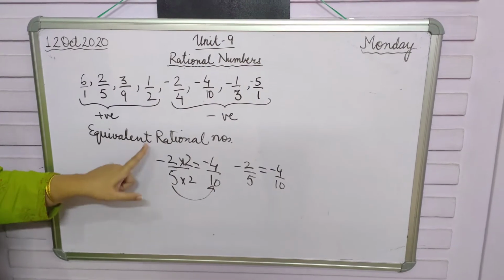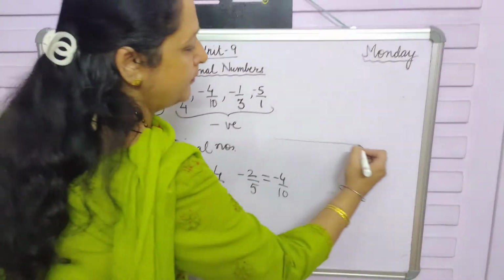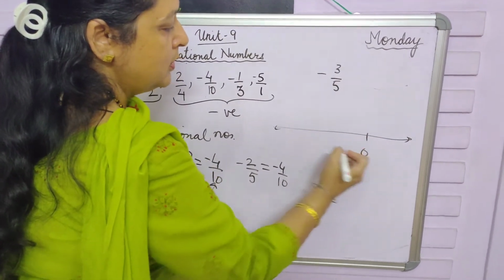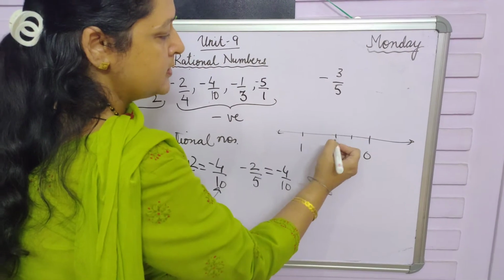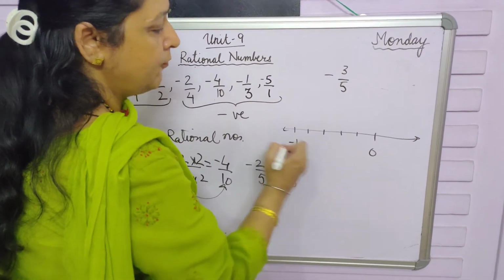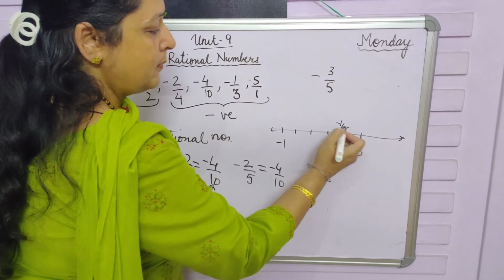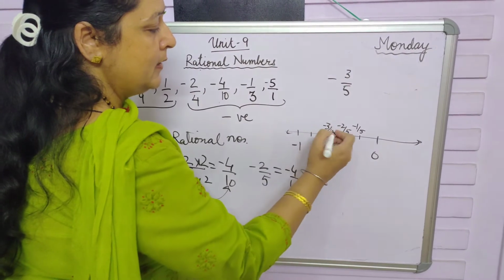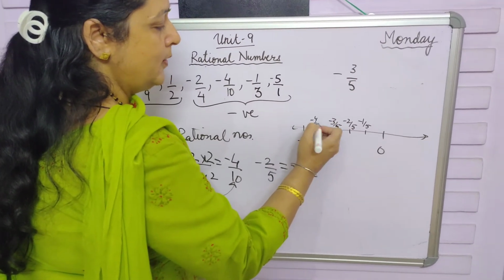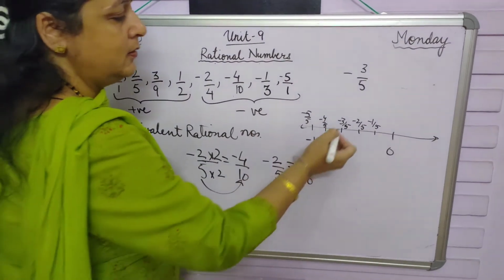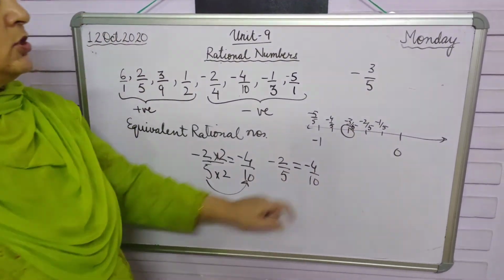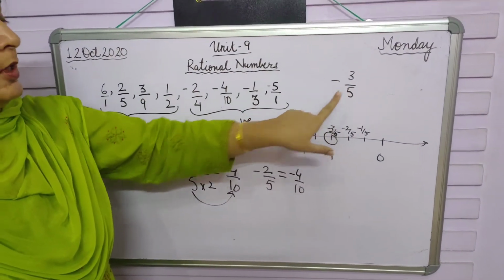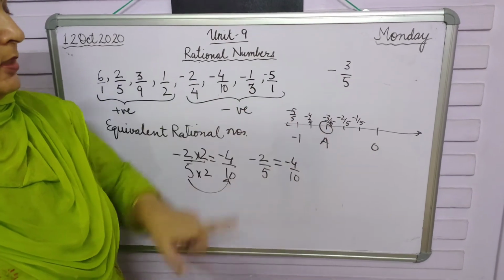Just like fractions, rational numbers can be shown on a number line. Suppose I want to show minus 3 by 5. The space between 0 and minus 1 is to be divided into 5 equal parts. So this will be minus 1 by 5, this will be minus 2 by 5, this will be minus 3 by 5, this will be minus 4 by 5, and this is minus 5 by 5, that is minus 1. So this is our number. This is the position, point A, which denotes minus 3 upon 5. So A represents minus 3 upon 5.